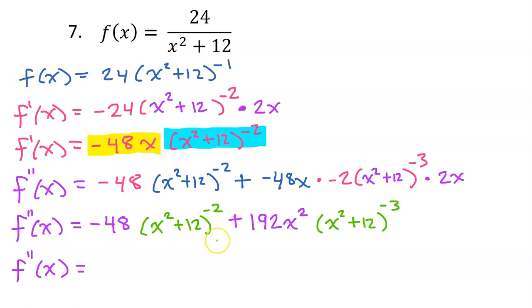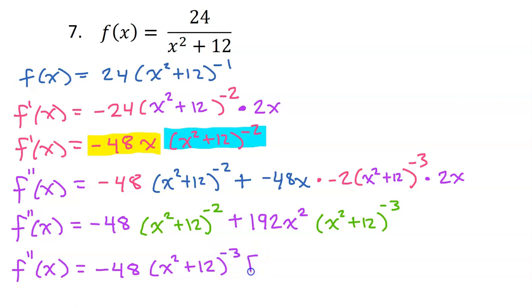Also, 48 goes into 192 4 times. So let's bring out a negative 48. So we'll have a GCF of negative 48. And then we're going to have this x squared plus 12 out in the front. We have to decide what power to bring out. Always go with the lower exponent. So negative 3 is less than negative 2, so I'm going to do negative 3.